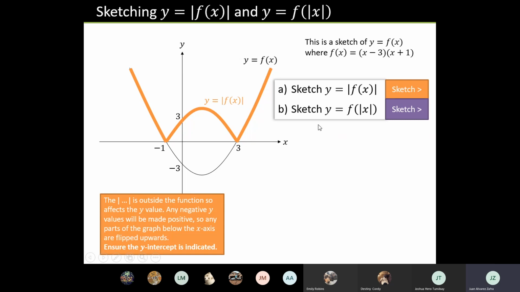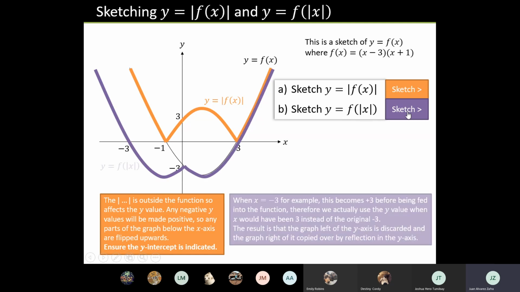Now this one is a bit trickier, b. Okay, let's sketch it and let's explain what's going on. So what happens with f of modulus of x is that you get the original curve, x minus 3 times x plus 1, which would have gone down here, dipped, come back up, and then carried on up here. And you draw that for all positive values of x. Okay, so f of modulus of x, when x is 0, when x is 1, when x is 2, when x is 3, it looks just like the original.